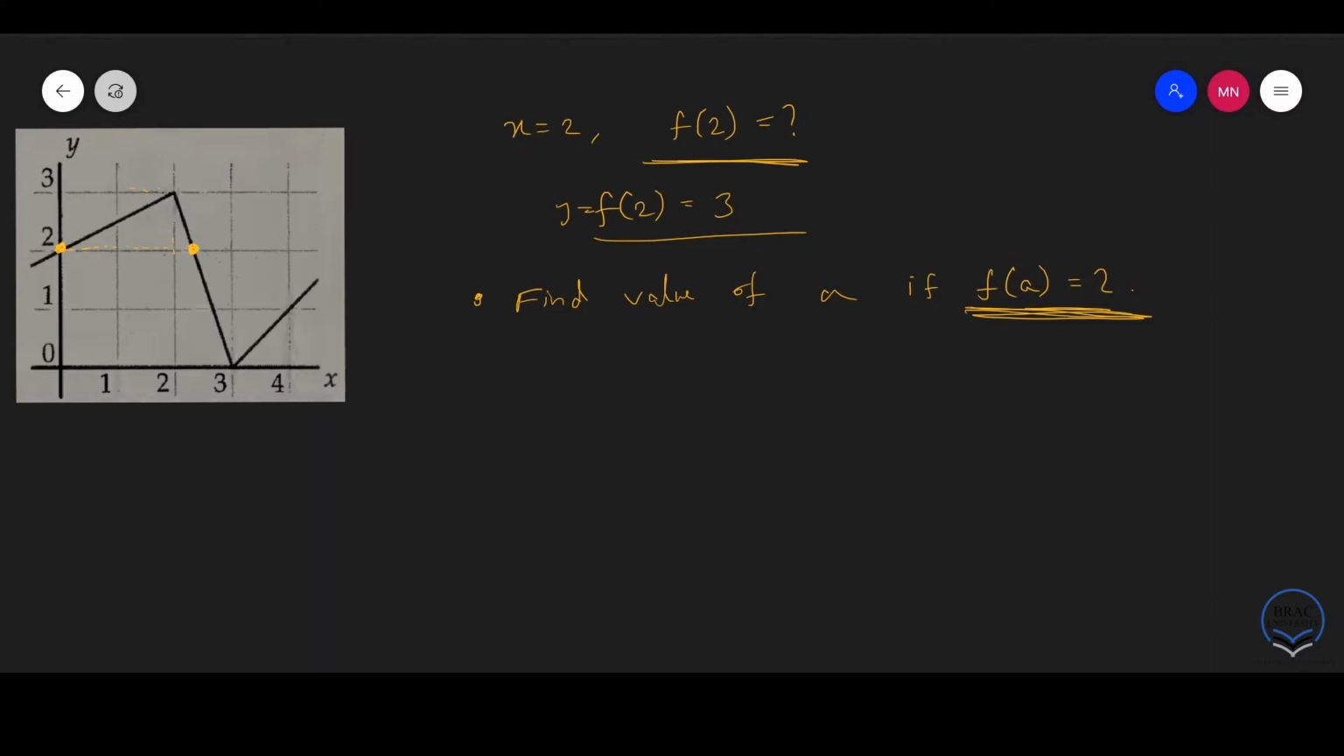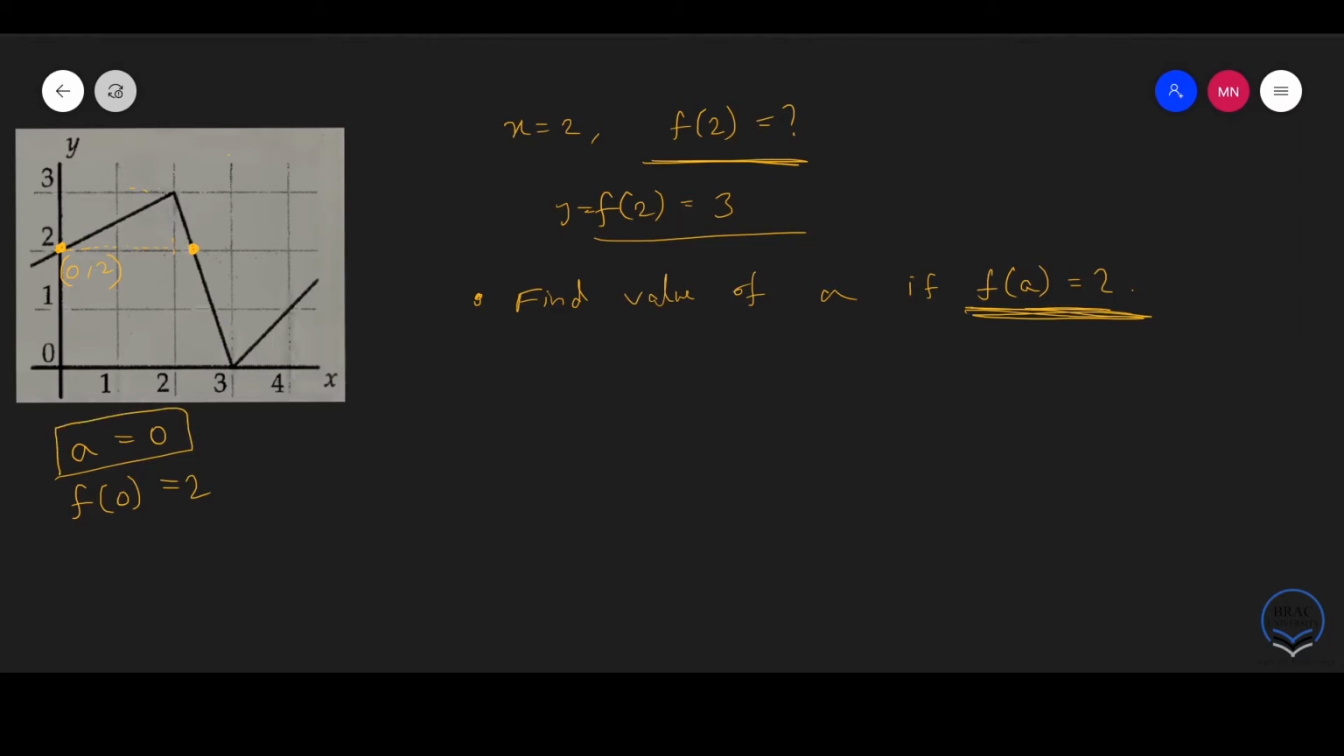So we can tell the coordinate of this point as (0, 2). So when x is equal to 0, y is equal to 2. That means that one of our a values will be equal to 0, and f of 0 is 2. So this is one of our answers.